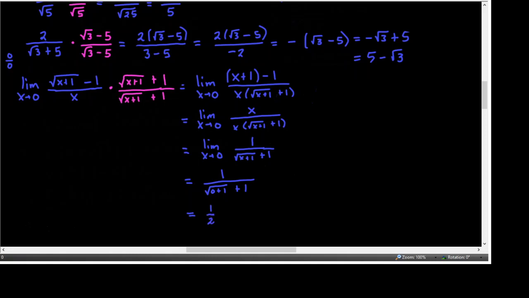And again, if you wanted to, you could make a table of values for this function as x gets closer and closer to 0 from both the left side and right side. Or you could look at a graph of this function and look at what's happening on the left side and right side of 0. And it should be approaching the y value of 1/2.